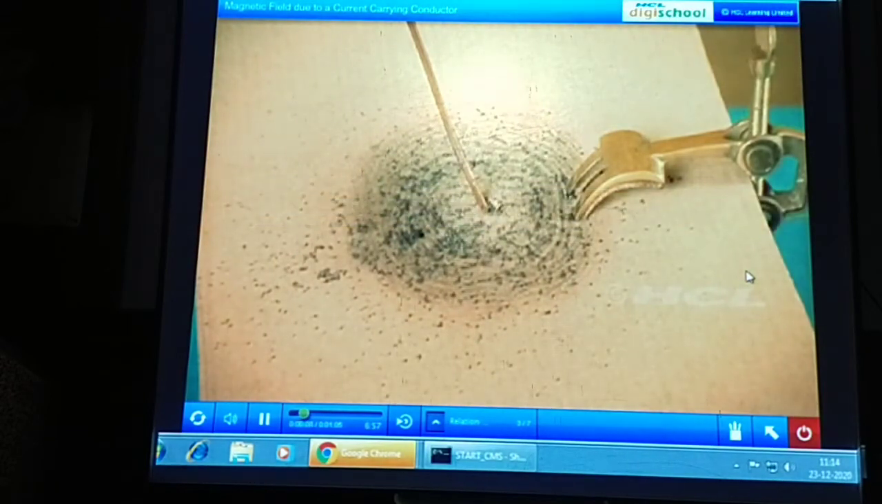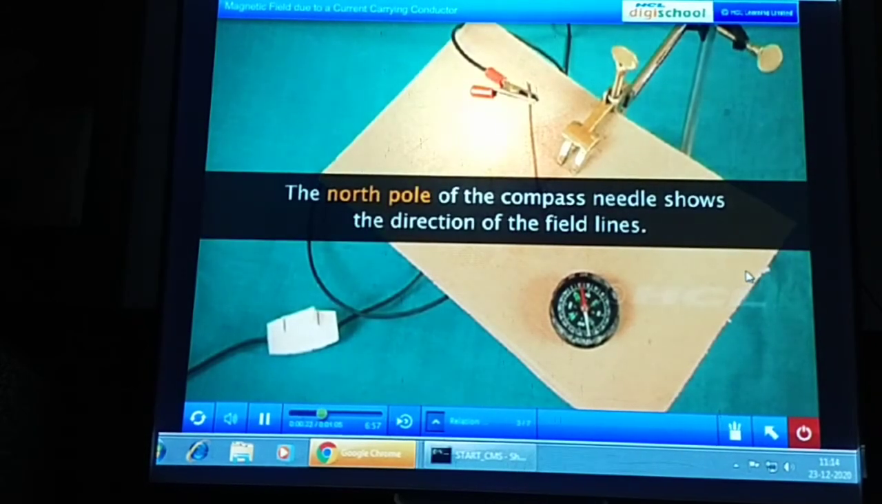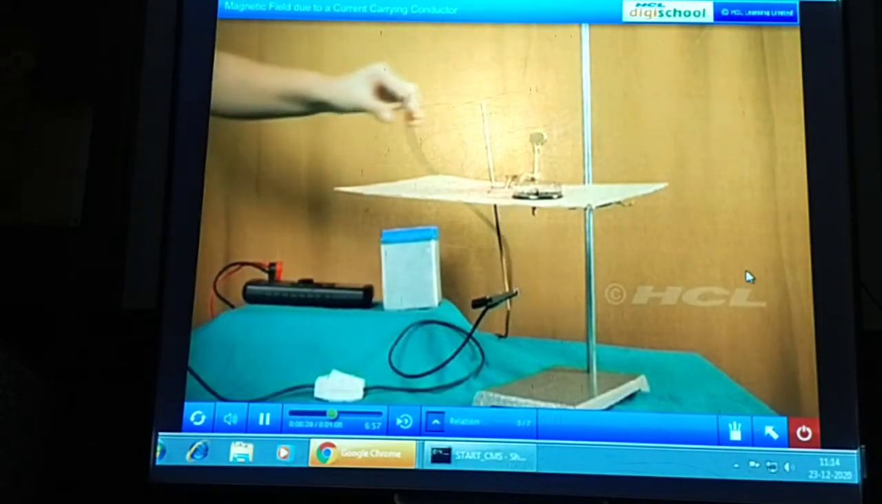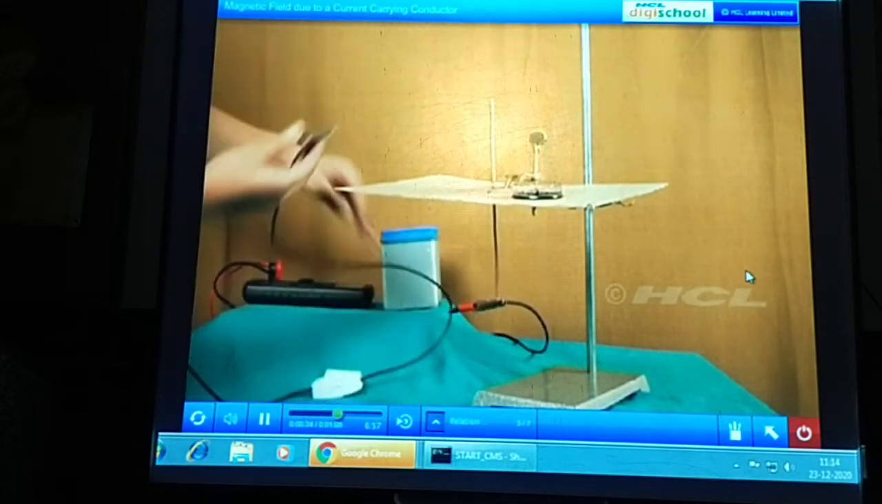The field lines caused by a straight conductor have a direction. Let us verify this with the help of a compass. Observe the deflection. The north pole of the compass needle shows the direction of the field lines. The current flow is being reversed. The bottom end of the conductor is now connected to the positive terminal.